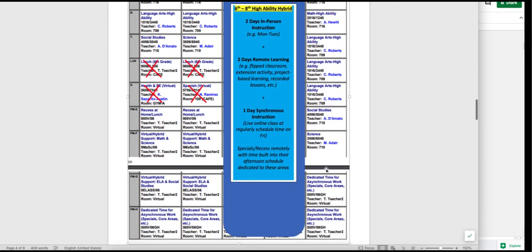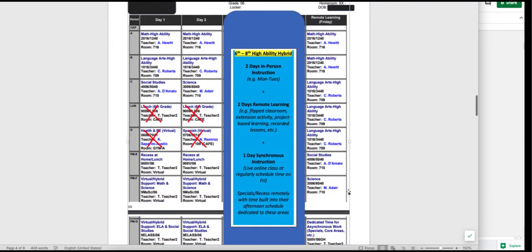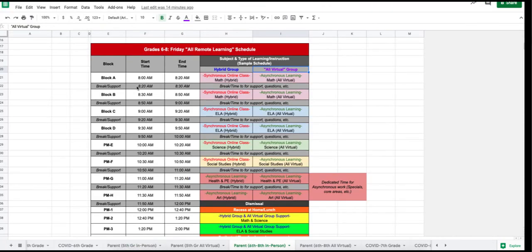All right, and that's all here. And then you'll see that some of these blocks are dedicated to support for math or science, or support for language arts, and the other ones are dedicated to asynchronous work. This would be the same for 6th through 8th grade high ability. You're going to get 2 days of in-person instruction, 2 days of remote learning, and then you're also going to get a 3rd day of synchronous instruction on Friday in this schedule right here.